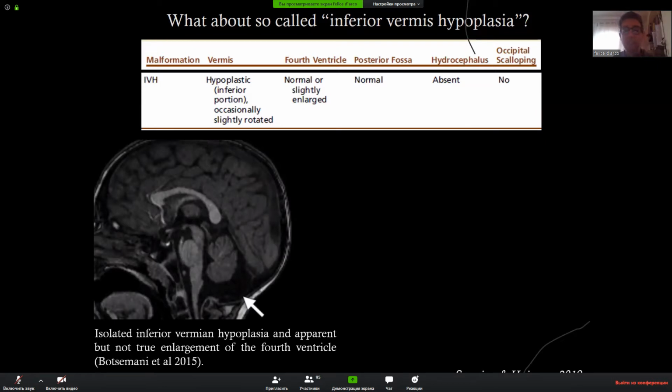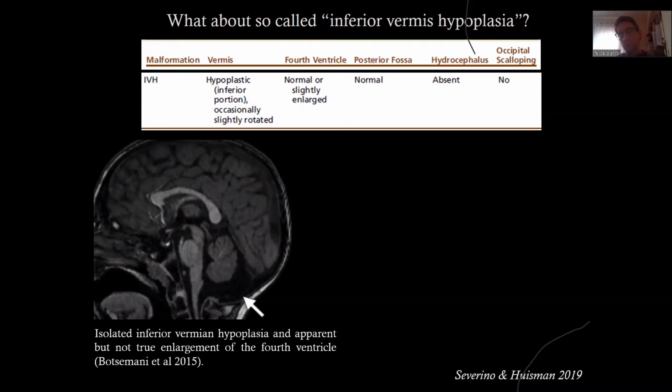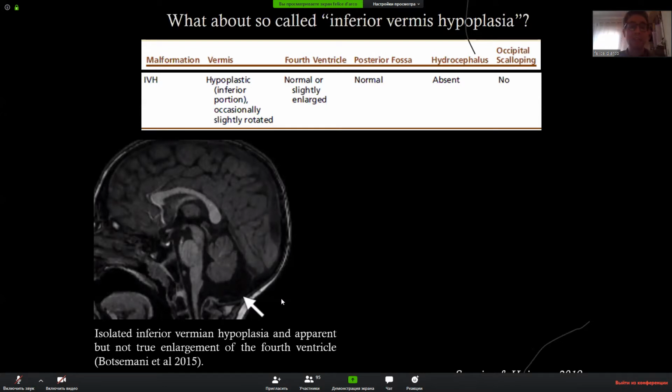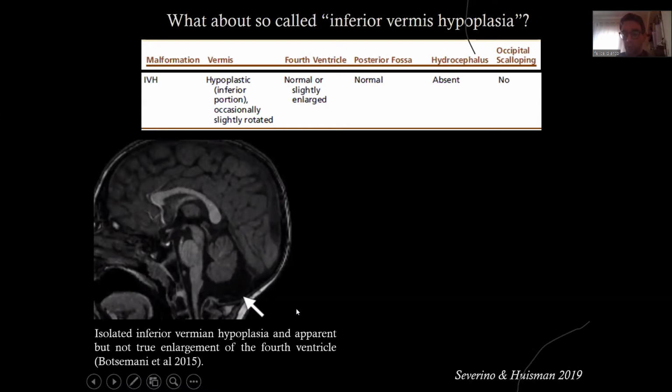This is for another paper on posterior fossa malformation. There are a lot of papers out there about posterior fossa malformation, but what I'm trying to do is give you a good summary. And this is an isolated inferior vermian hypoplasia, published by Pozzemani, who is an expert. I have to say that looking at something like that, I may also report it as normal.